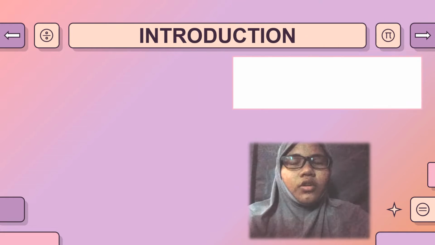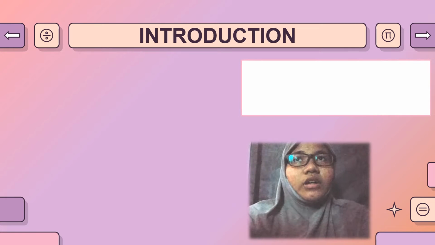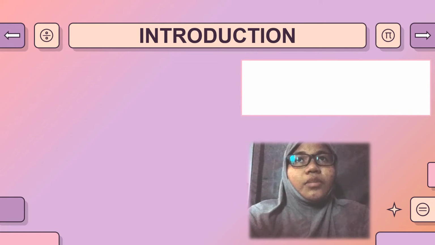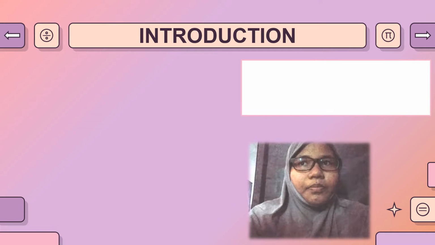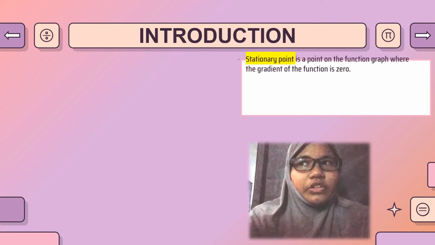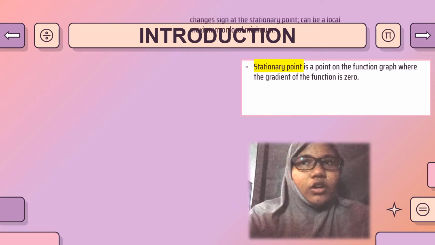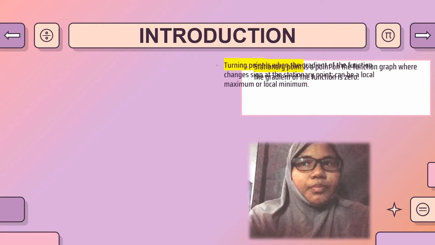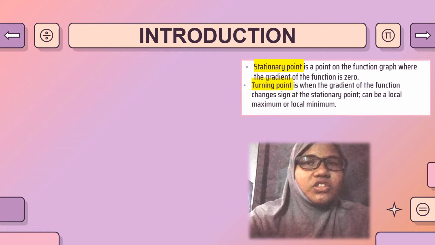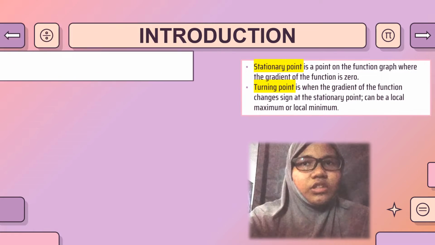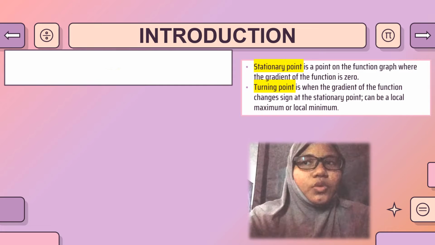Introduction for the topic: minimum, maximum, or inflection point. A stationary point is a point on the function graph where the gradient of the function is 0. A turning point is when the gradient of the function changes sign at the stationary point. It can be a local maximum or local minimum.